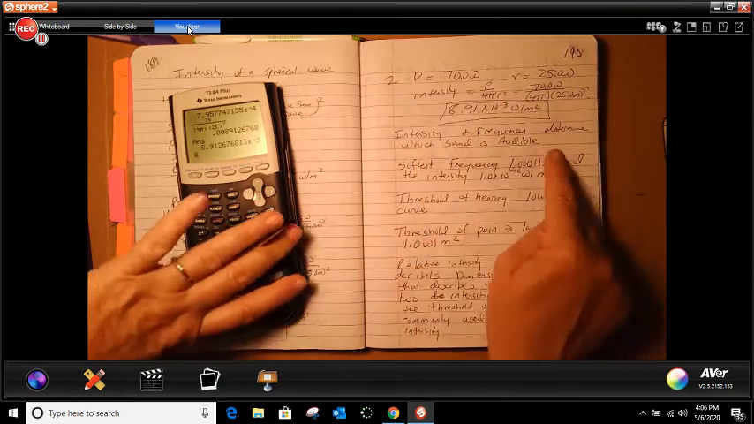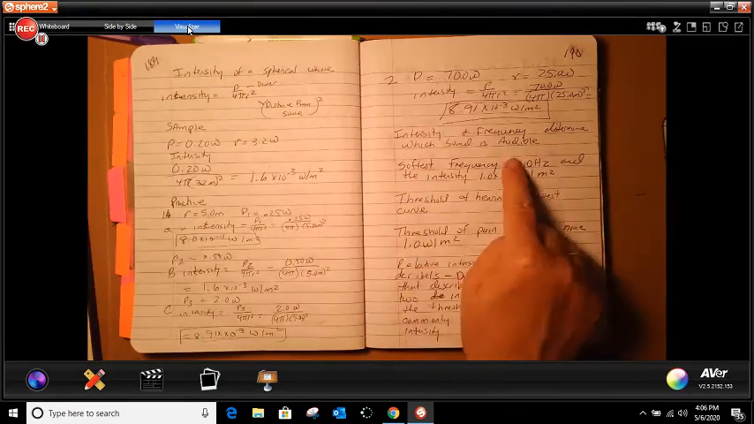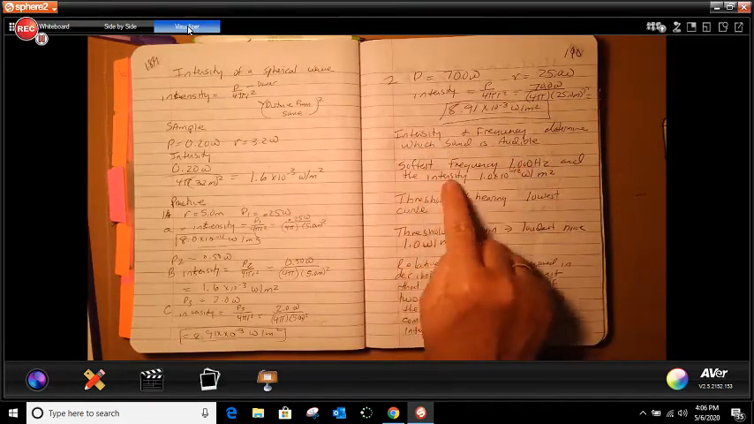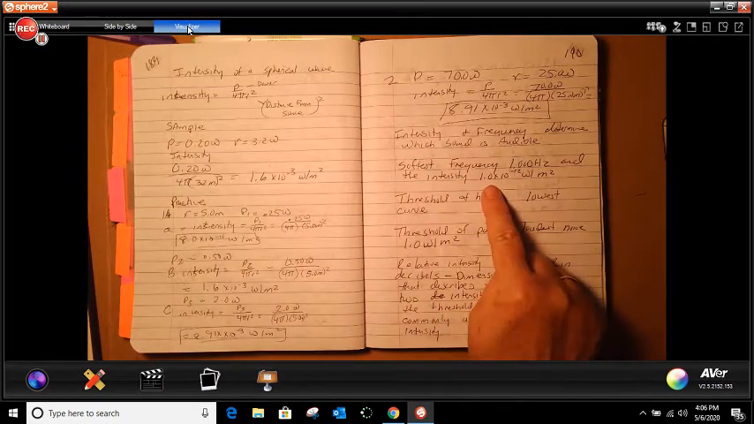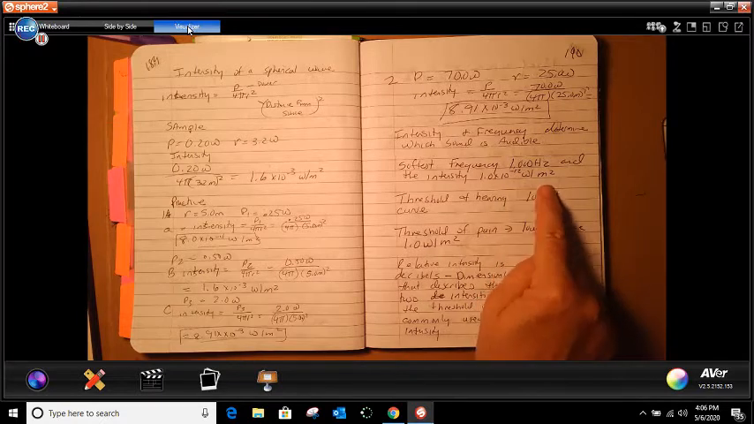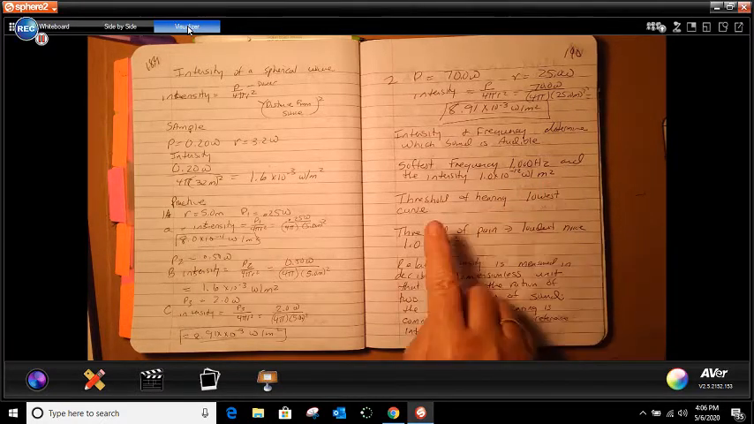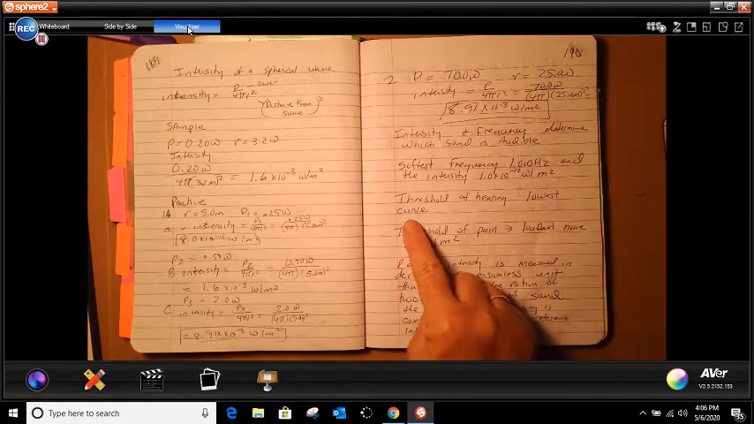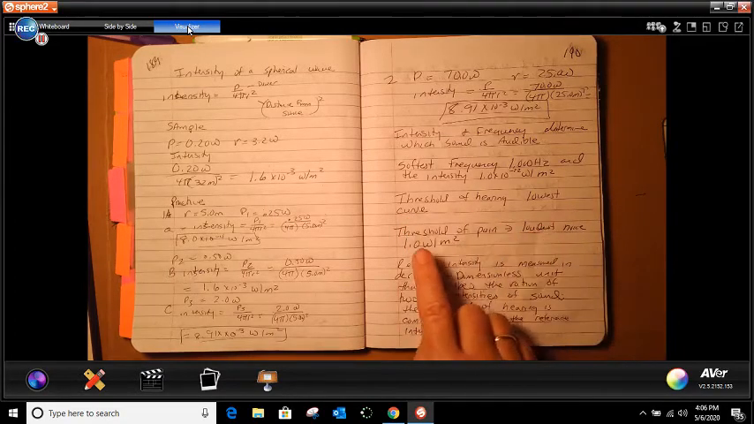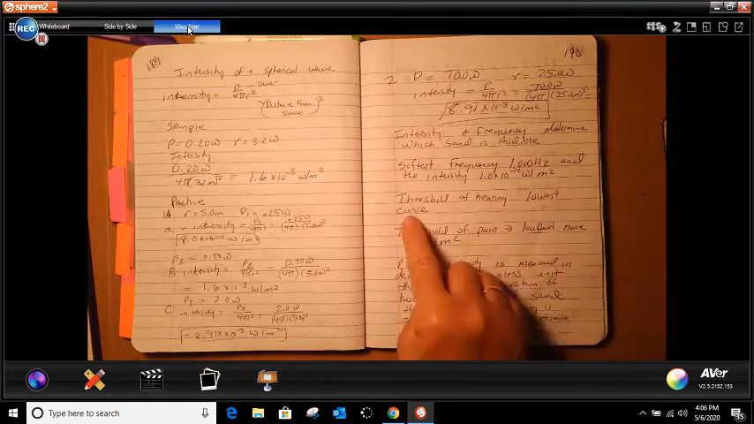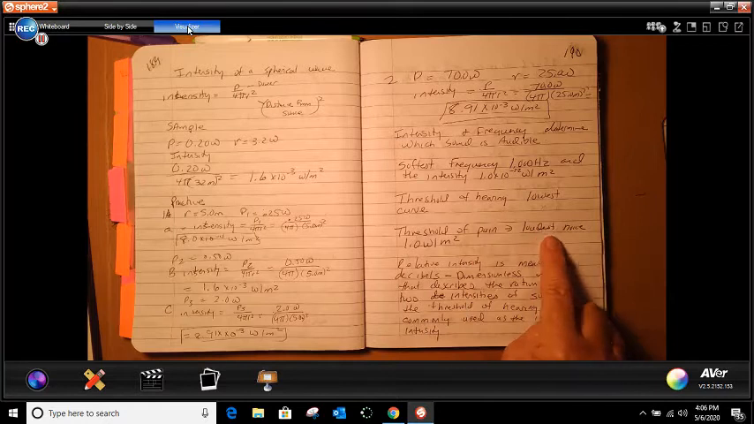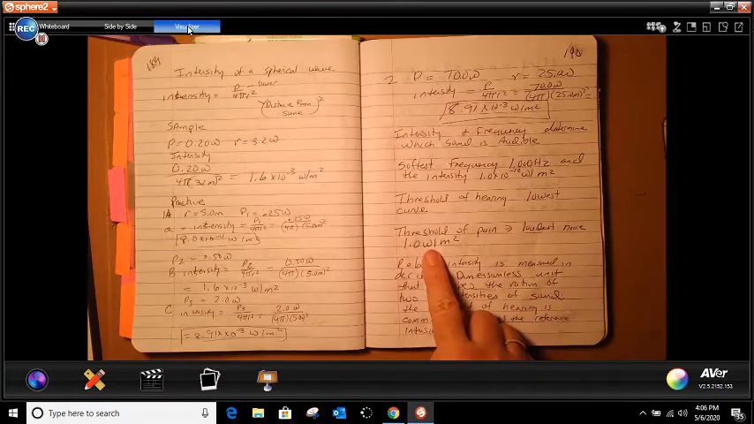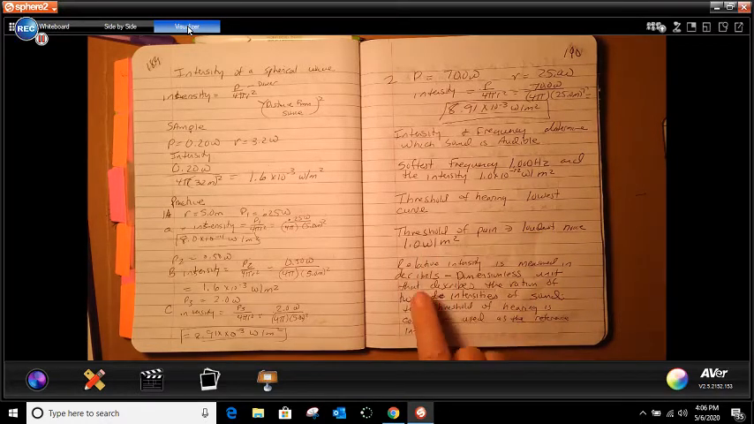So intensity of frequency determines what sound is audible. You have a softest frequency, which is 1000 hertz, and the intensity of 1.0 times 10 to the negative 12 watts per meter squared. Threshold of hearing is the loudest curve, what you can actually listen to that will hurt your ears. Threshold of hearing is the lowest curve. It's what you can actually hear. The threshold of pain is the loudest noise at 1.0 watts per meter squared.